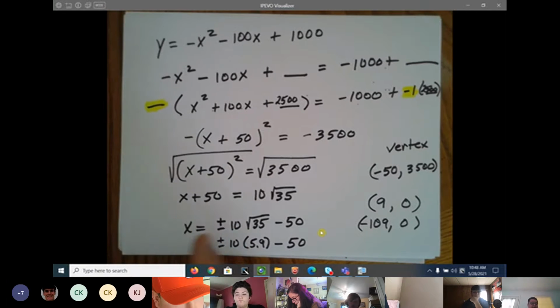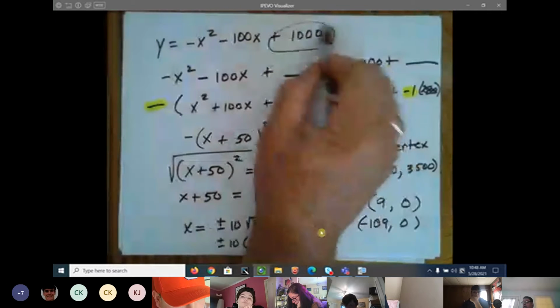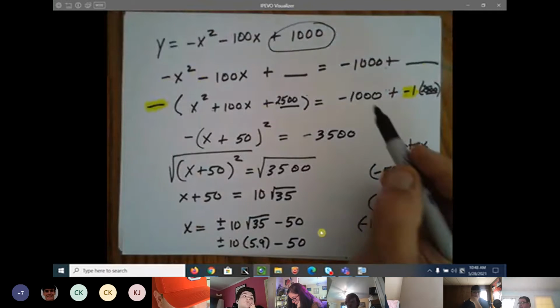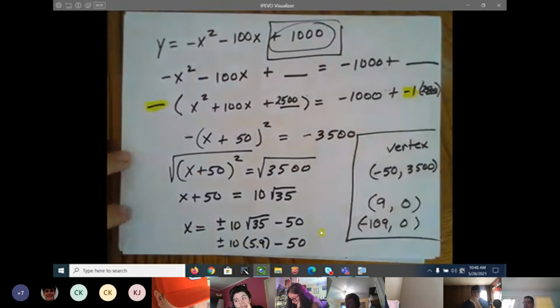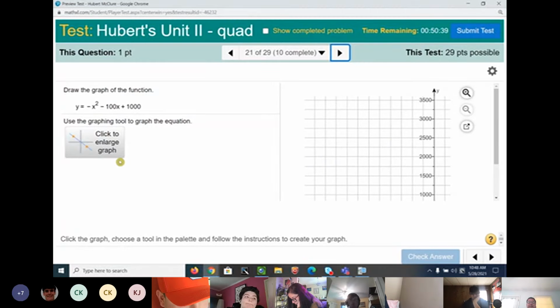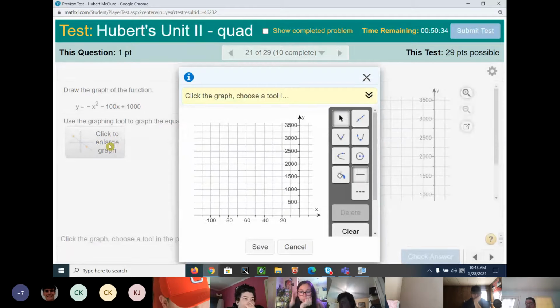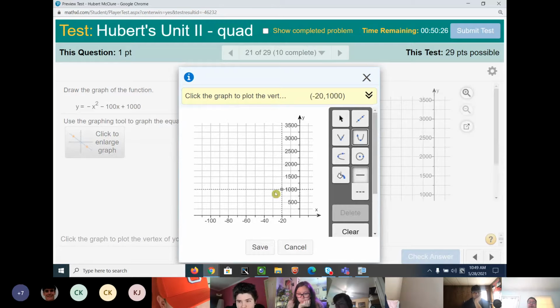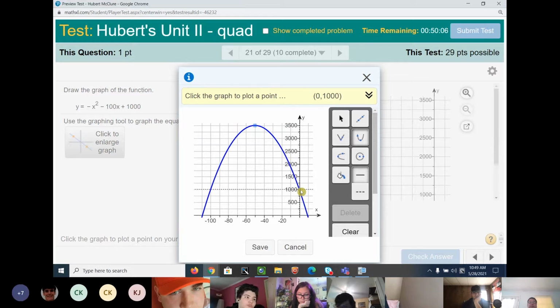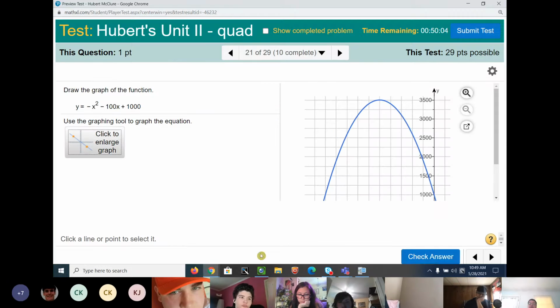All right, so we've got the y-intercept. What's our y-intercept? 1,000. So those are four points you should be able to graph. And I don't know what they want you to graph, but let's go look. All right, I'm going to graph the y-intercept and maybe the vertex. Let's see. I'm going to graph this parabola. You know it's opening downward. So the vertex is negative 50 and 3,500. Look there. And I say let's go with the y-intercept, which is 1,000. There you go. And you feel good about yourself.